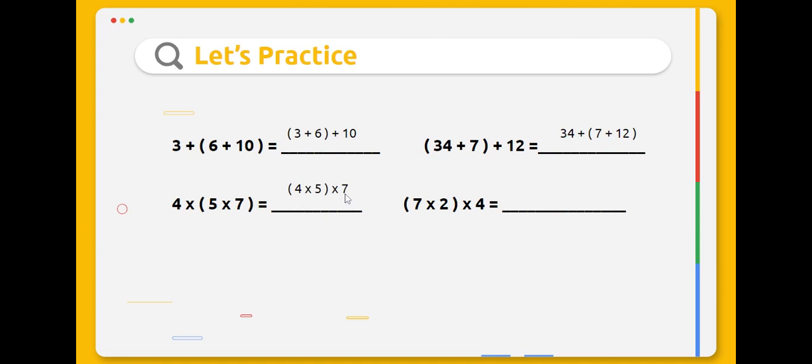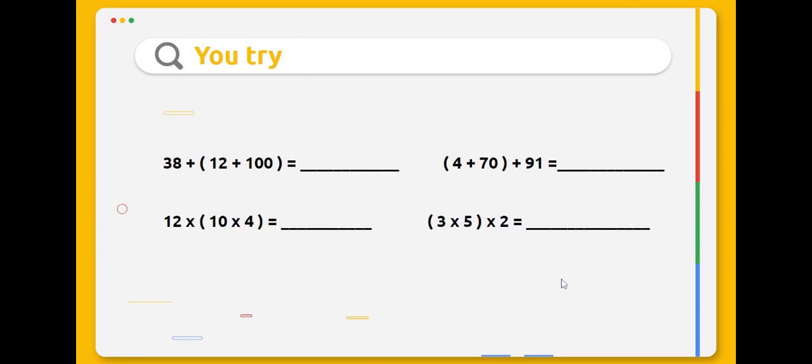Here we have 4 times 5 times 7 in parentheses. I could have said 4 times 5 in parentheses times 7. 7 times 2 in parentheses times 4 could have turned into 7 times 2 times 4 in parentheses. All right, it's your turn. Go ahead and try and then come back here and see if you got it right.